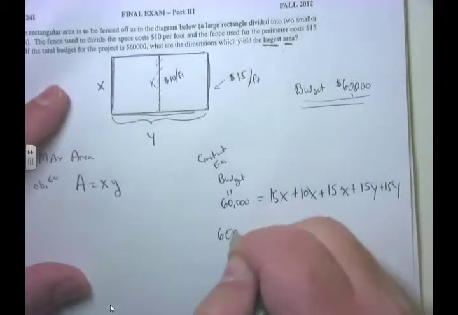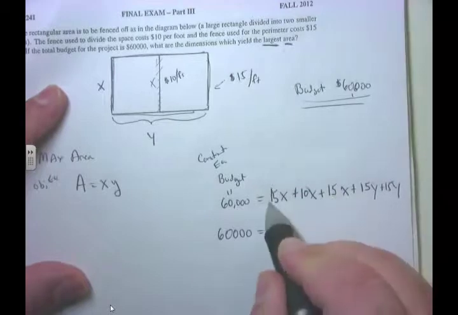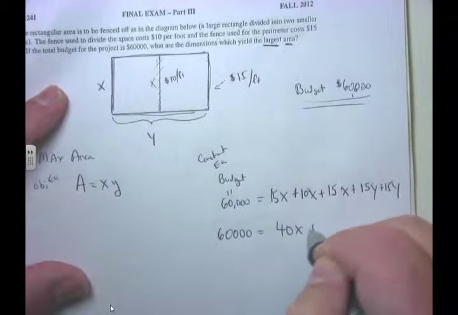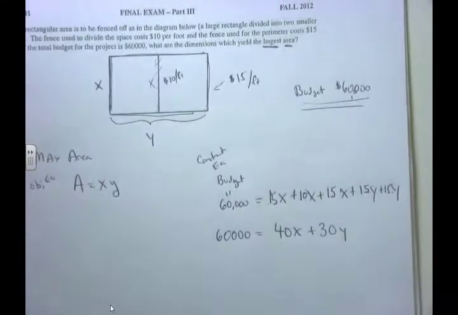So my constraint is this. 60,000 is equal to 15, 10, and 15. 15 and 15 is 30, plus 10 is 40. So that's 40X, plus 15 and 15 is 30Y. There's my constraint equation, putting the cost per fencing into the equation. Does that make sense? Did I lose you guys anywhere?